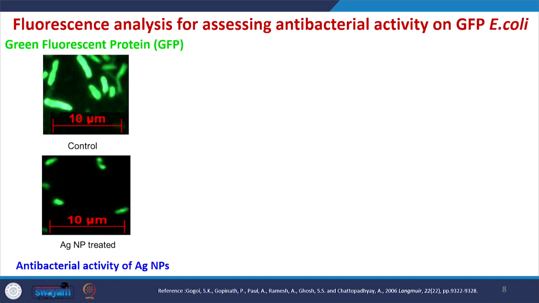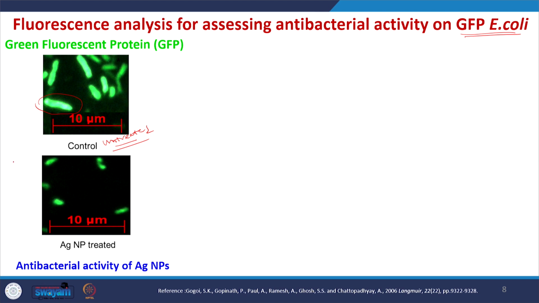And as I told you, in this study we used bacteria that is green fluorescent protein expressing E. coli. So, this is a kind of recombinant bacteria and it emits green fluorescence under UV light, and this control is untreated. That means no nanoparticle was added to this bacteria. You can see here the intact bacteria.